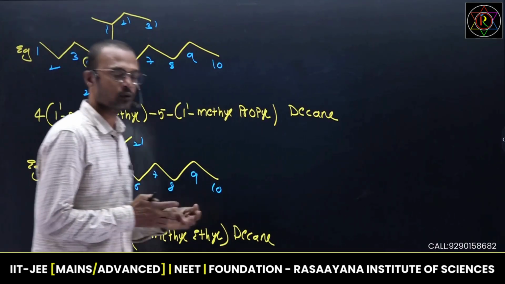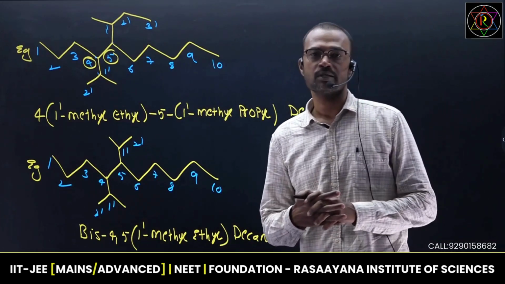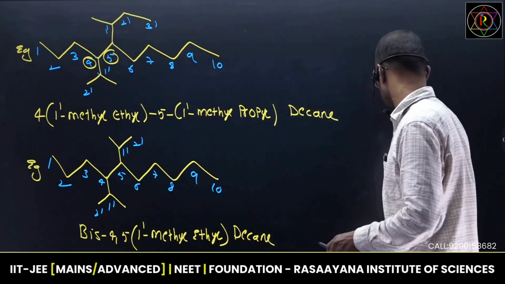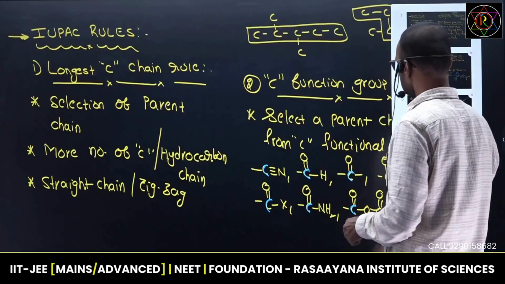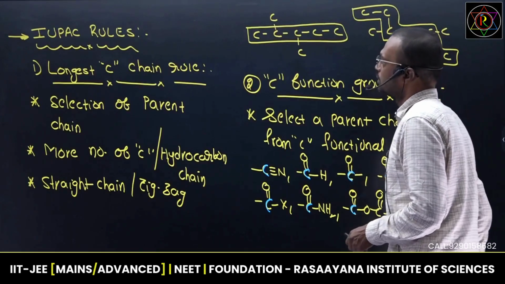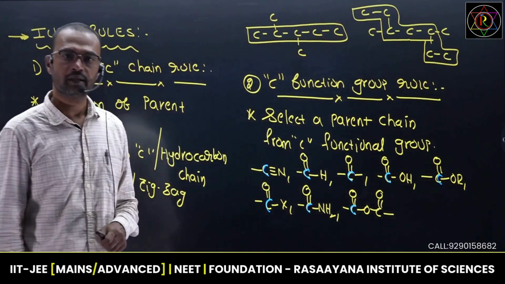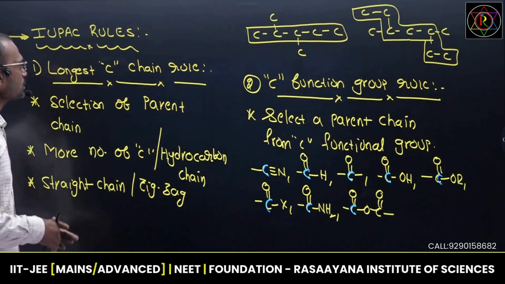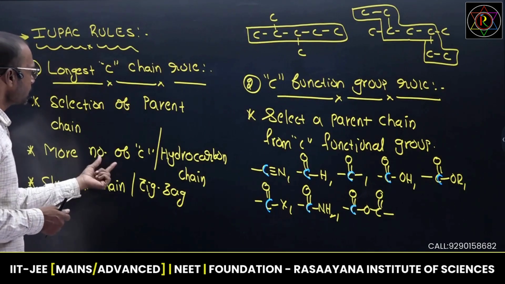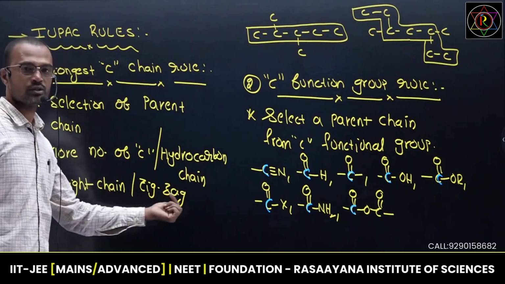Okay, so that is about the branching rule. That is about a few examples on branches present in a parent chain. Okay, let's make a short revision of all these concepts. See this. So what are IUPAC rules? How are these IUPAC rules helpful for determining the name of an organic molecule? The first rule is the longest carbon chain rule. According to this rule, select a parent chain which carries more number of carbons. That parent chain may be a straight chain or a zigzag chain.